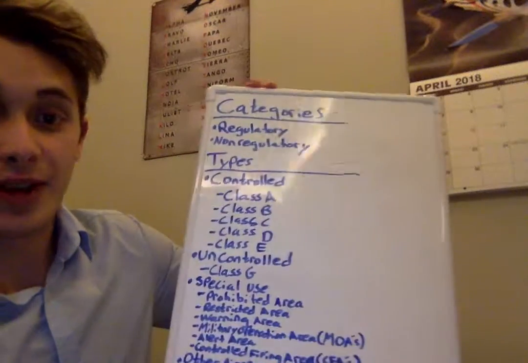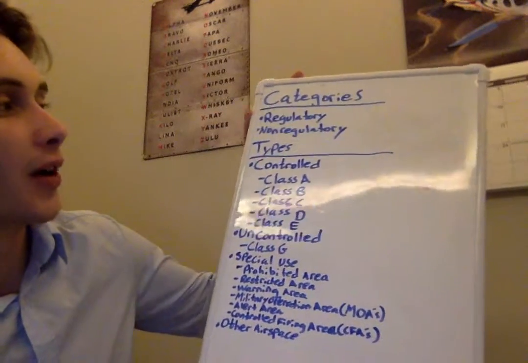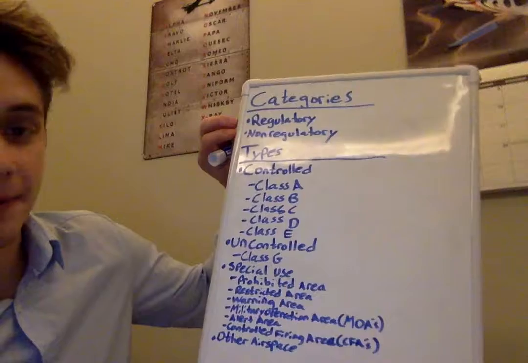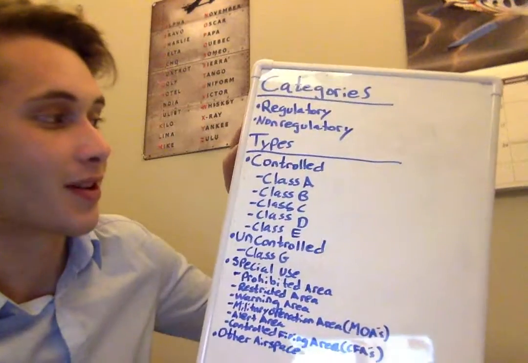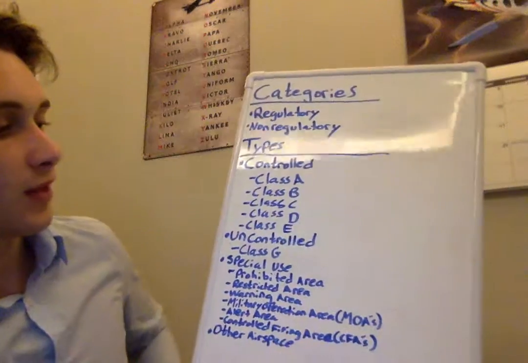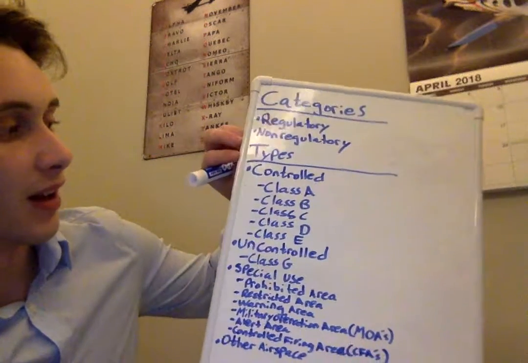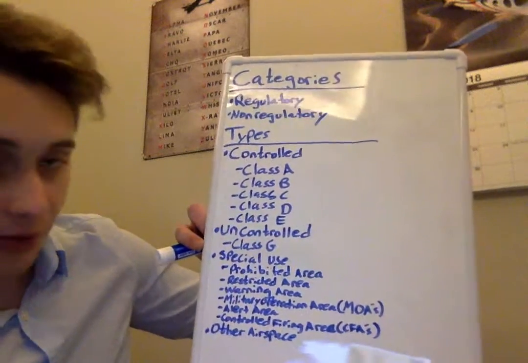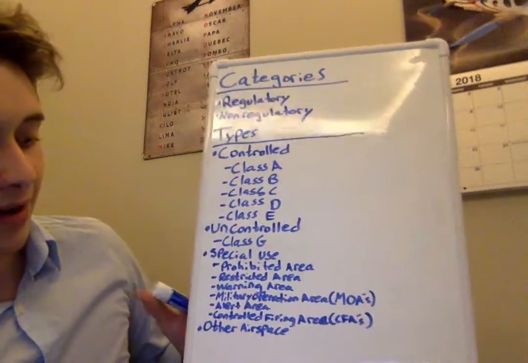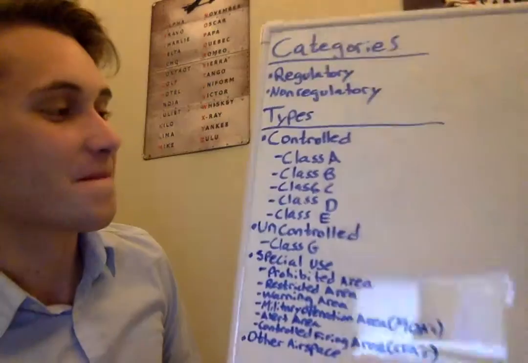I have written down here what the categories and types are. There are two different categories: regulatory and non-regulatory. And within those categories are the different types. Here are the types: controlled airspace, uncontrolled airspace, special use airspace, and other airspace.